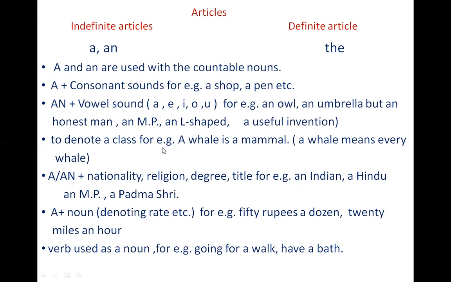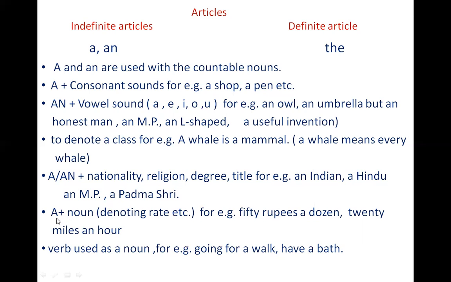Now to denote the class, for example, a is used to denote a class. A whale is a mammal. Here a whale is used for the particular category of the mammals or the creatures. A and an are used with the nationalities, religion, degree accordingly. An Indian, here an will be used with Indian, and a Hindu. If you write Hindu girl, then Hindu is an adjective. For a particular category, an MP, a Padma Shri, a particular award, a particular title, this a is used.